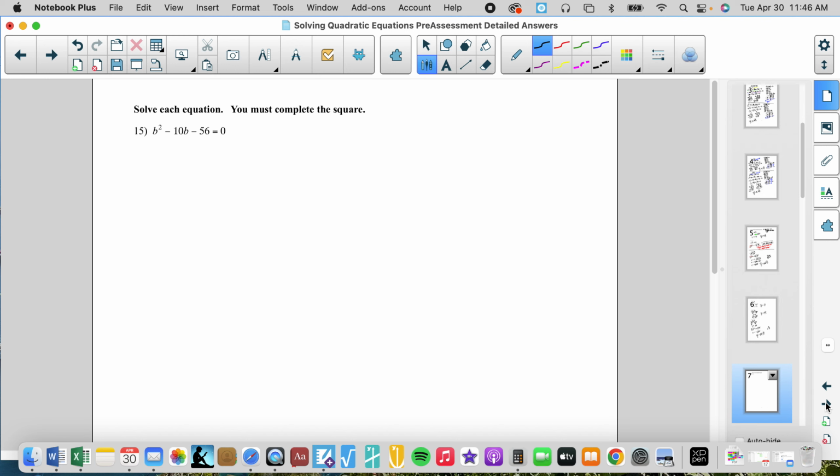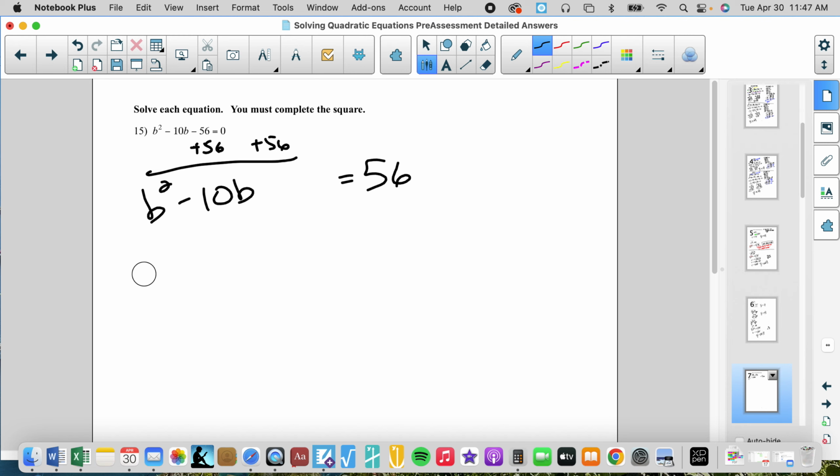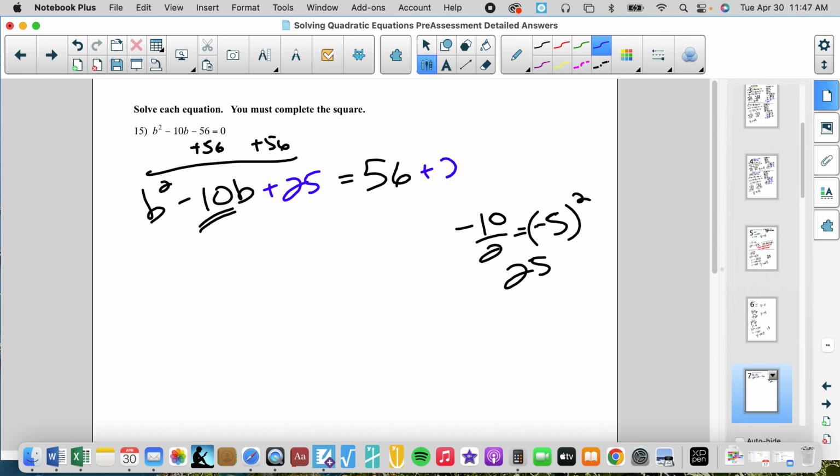All right, now you must complete the square. I love this. So when completing the square, we move the constant over. We get b squared minus 10b equals 56. Now a needs to be 1. A is the coefficient of b squared, so a must be 1 when completing the square. So we're going to take half of my b value. Negative 10 divided by 2 is negative 5. And then we're going to square it, and we get 25. So we're going to add 25 to both sides.